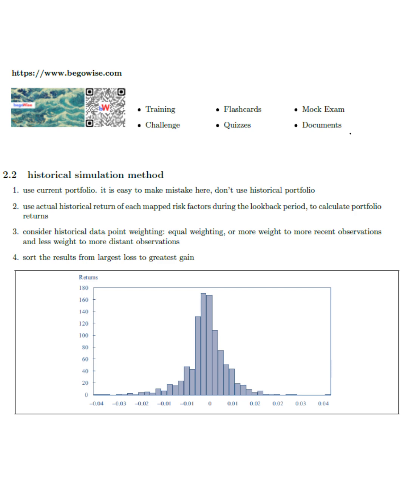Summary. The historical simulation method uses actual past returns to estimate potential future losses. By analyzing the current portfolio, gathering historical data, considering how to weight these data points and sorting the results, we can identify the VaR. This method is straightforward and relies on real historical data to give us an idea of what losses we might expect.